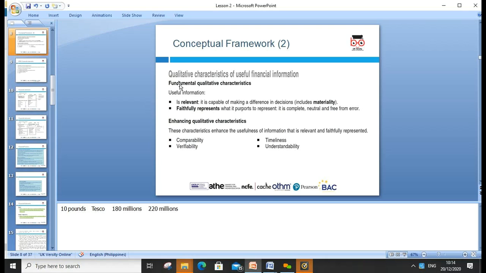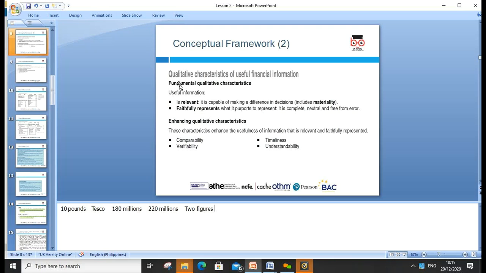Okay, so faithful representation means always giving complete, neutral information that is free from error. Then we have the further enhancing characteristics. We have six qualities that need to be in a statement. Comparative: it is always good to show two years' figures, two years of financial statements, last year and this year, so that it gives the comparative. If it's a new business, of course, you can't give the comparative. You can assume some figures. You can forecast it.